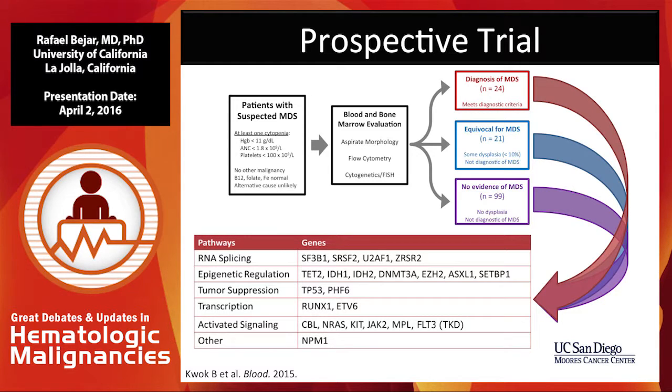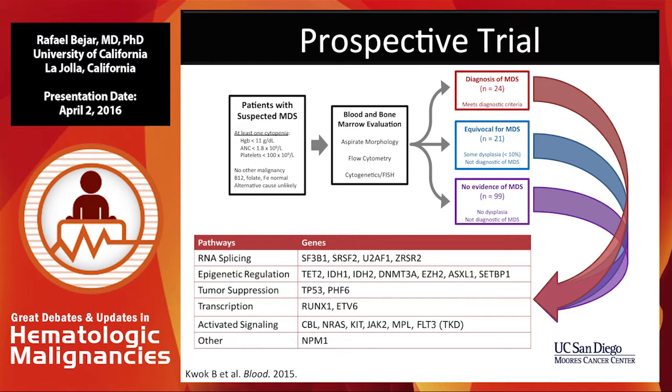And of the 144 patients that we enrolled in the study, only 24 had a frank diagnosis of MDS. There were a few others that were excluded for things like CLL or other things. But of the ones that were included, only 24 had MDS. There were another 21 that had some evidence of MDS. That is, they had some dysplasia, but it didn't meet that 10% threshold that's required to make the diagnosis. And then the vast majority, 99 in this cohort, had no evidence of dysplasia whatsoever in their bone marrow, and these patients were essentially returned as saying no evidence of MDS.